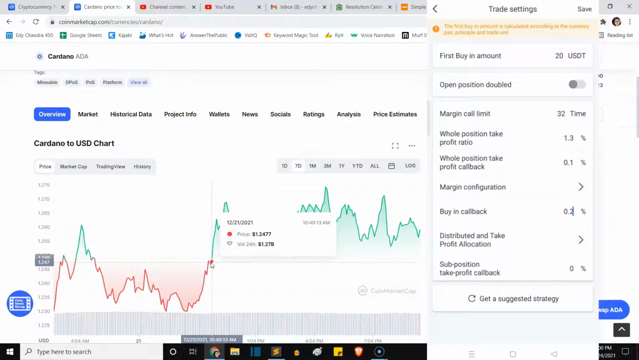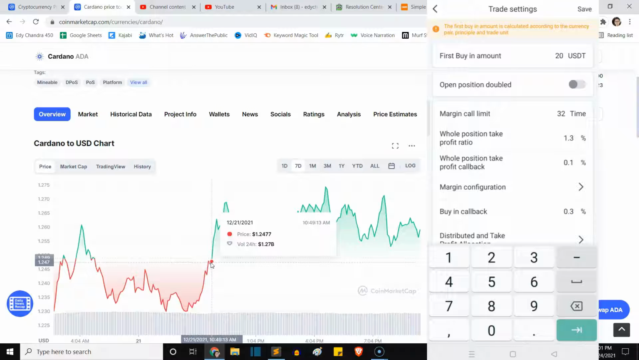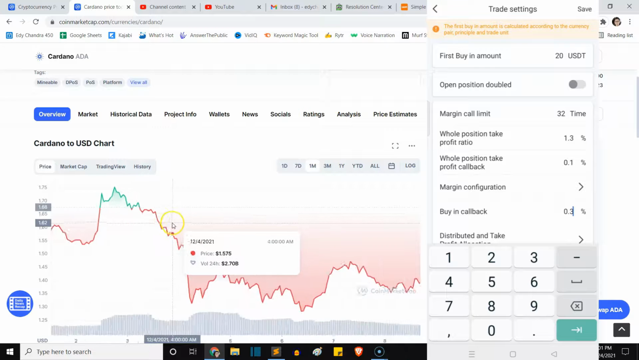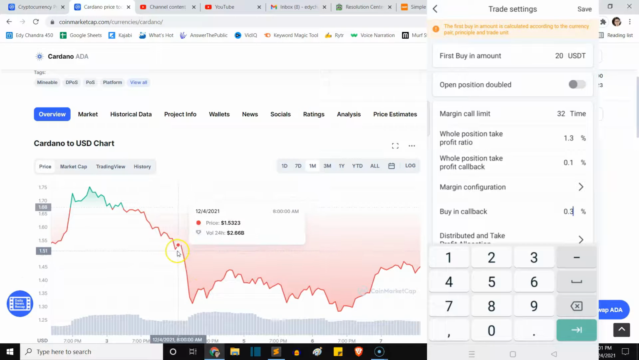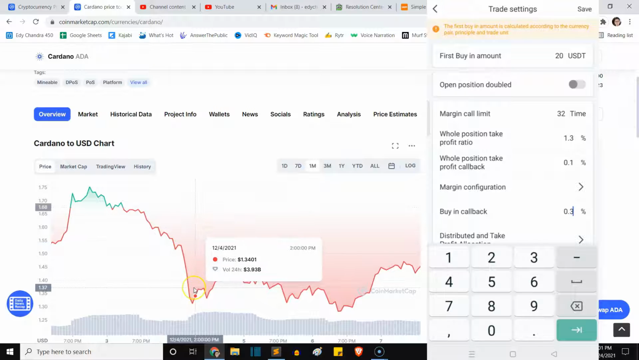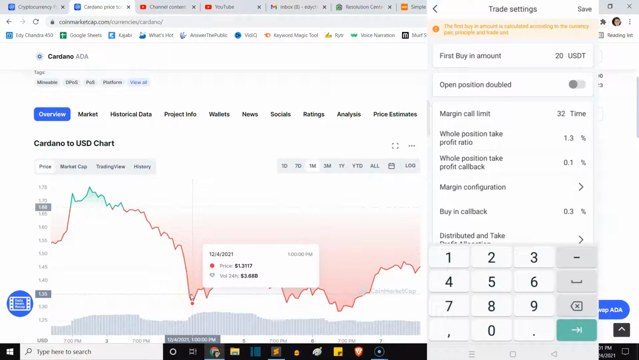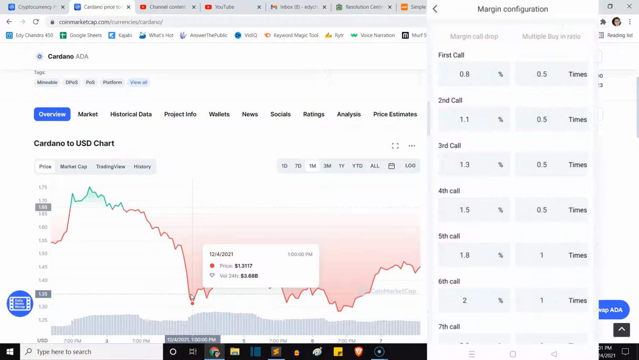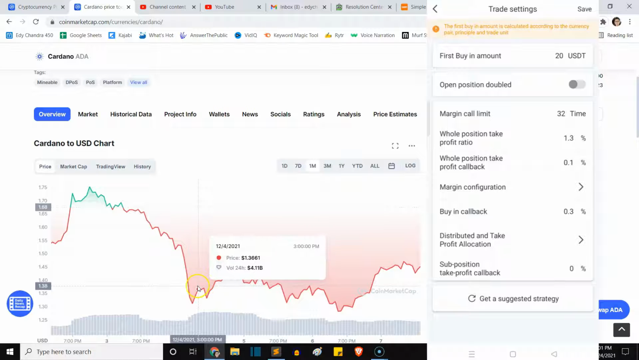And buy and callback, I will set to 0.3%. Now buy and callback is the same as whole position take profit callback. But instead of for the uptrend, this is for the downtrend, guys. If you see the trend here, let's say it dropped, right? So when the market drops, according to our margin call, if you see this margin call 0.8%, if it goes down by 0.8% and then it goes up 0.3%, then the bot will buy. It will execute the buy, okay? It's the same thing as the previous one.